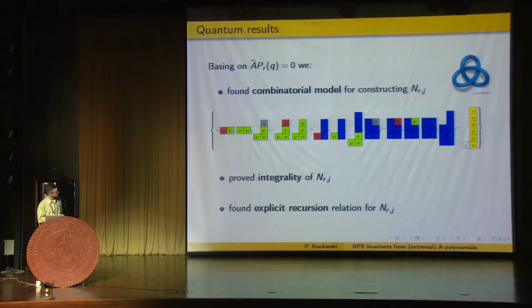Our quantum results are based on the recursion relation for HOMFLY-PT polynomials. We found the combinatorial model for constructing LMOV invariants. This set contains objects corresponding to N_R,j for the trefoil knot, and j corresponds to the number of boxes, which is 2, 4, and so on. Moreover, for a wide class of knots, we proved integrality of LMOV invariants and found the explicit recursion relation for N_R,j.